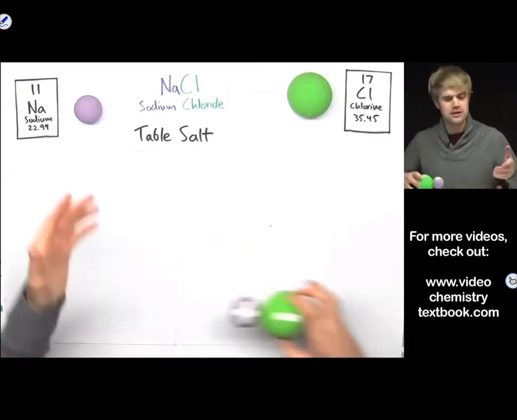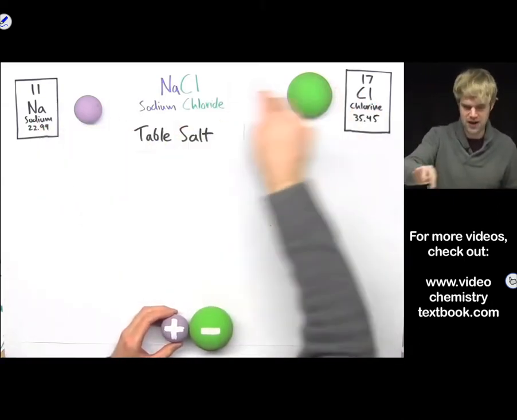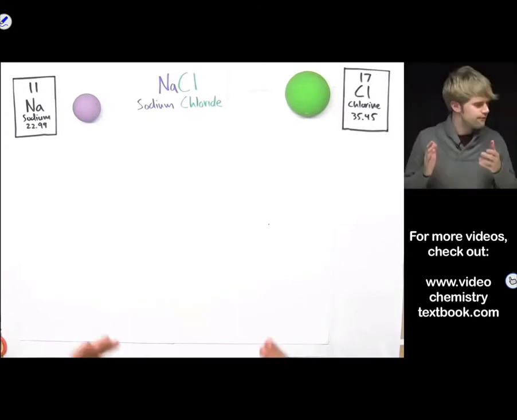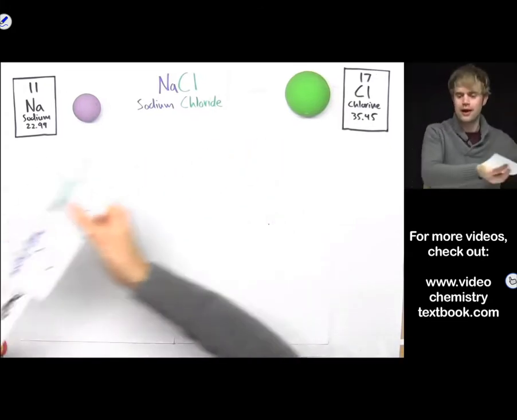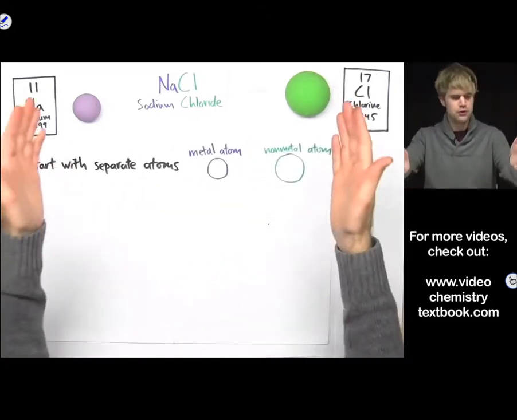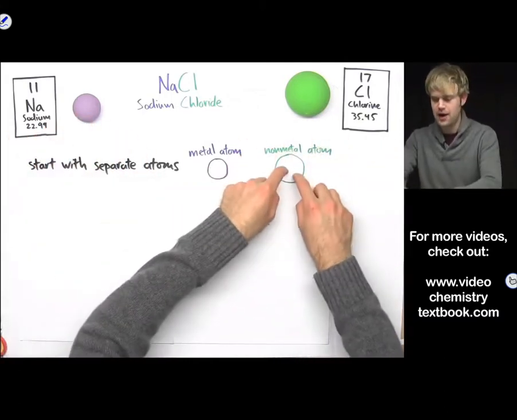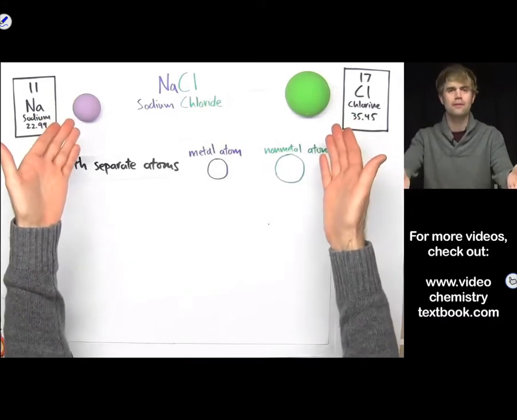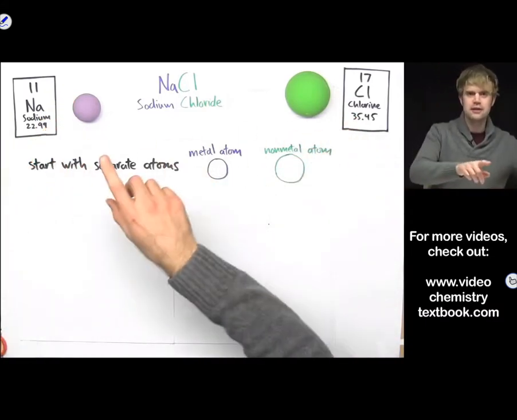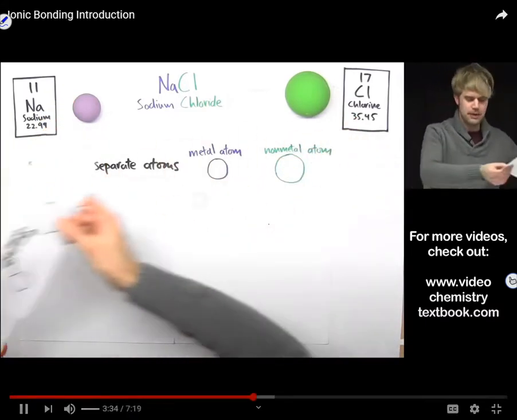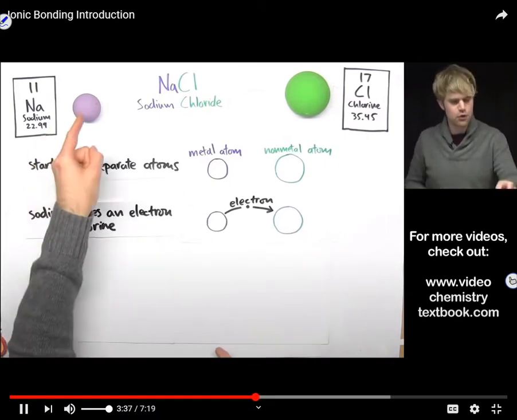So let's look at the steps that we have to take to go from this to this. The first step is pretty much what I got right here. We're starting with two separate atoms that aren't connected. We got the metal atom, the sodium here, and the non-metal atom, the chlorine, over here. Now the first thing that happens on the road to an ionic bond is that the sodium atom.